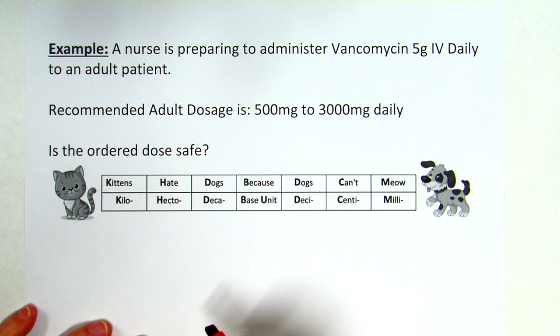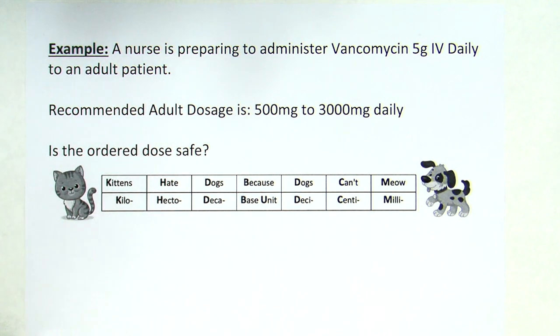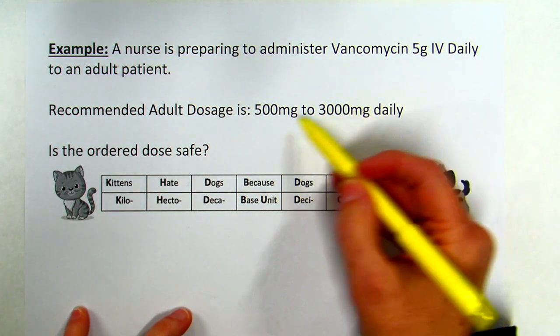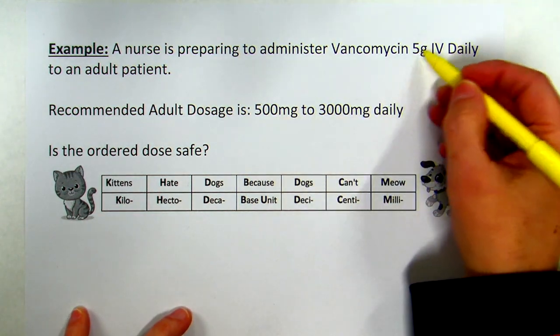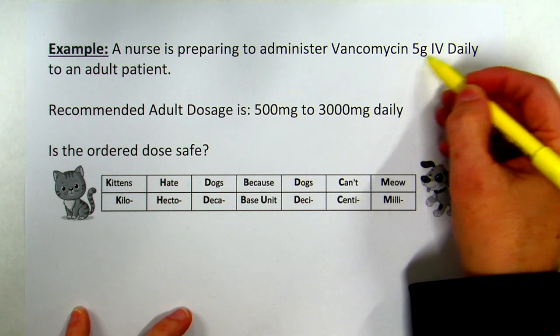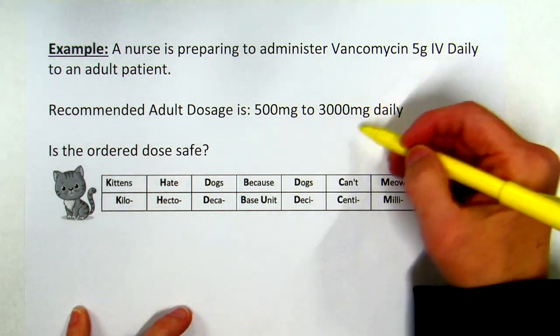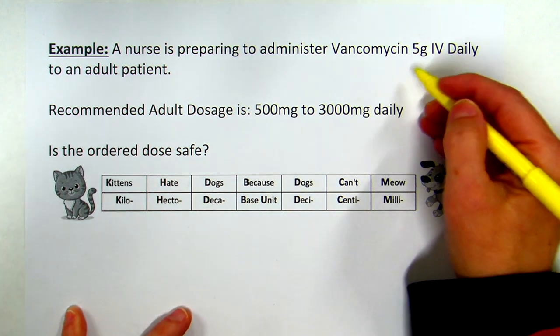A nurse is preparing to administer vancomycin 5 milligrams IV daily to an adult patient. The recommended dose is 500 milligrams to 3,000 milligrams daily. Is the ordered dose safe? All right, now, obviously, we've got to do some comparing here. I've got milligrams, and the order is in 5 grams. So I can't just look at these to see if it's going to be a safe dose.